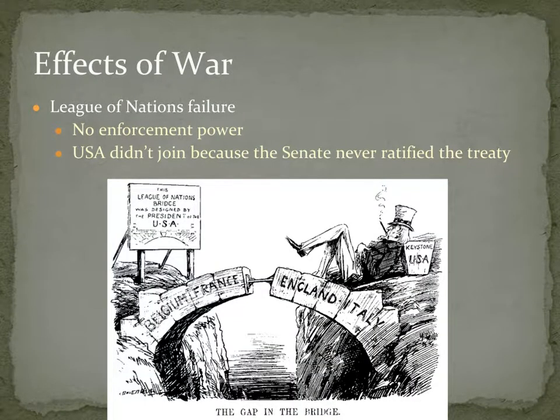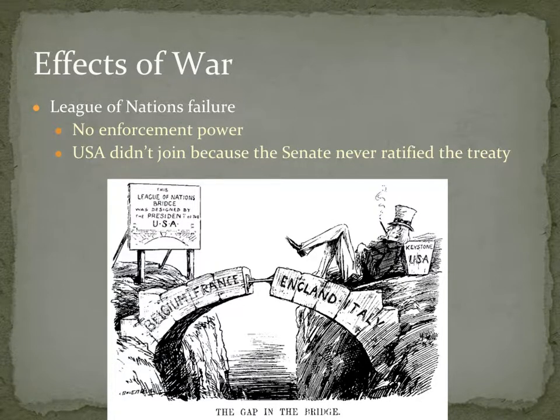Another issue was the League of Nations. So remember, President Wilson had really pushed for the League of Nations. The League of Nations was never very successful. Number one, it had no enforcement power. So the United Nations today does have some enforcement power. Like the United Nations can vote to send troops into a country. The League of Nations could not do that. They just had to kind of tell a country what to do and hope that the country would obey the resolutions of the League of Nations, which if a country didn't want to, there was no one stopping them.